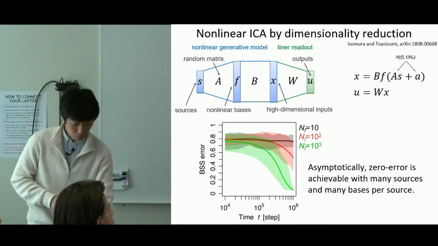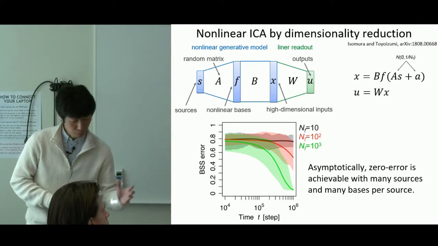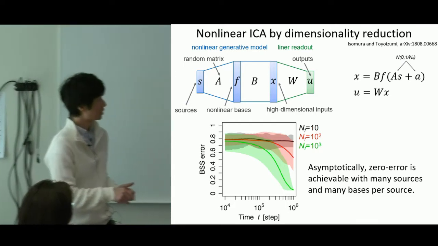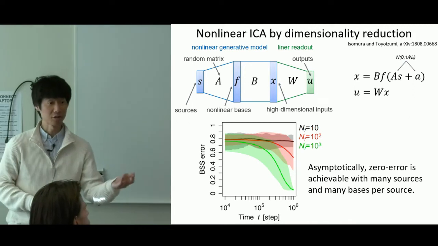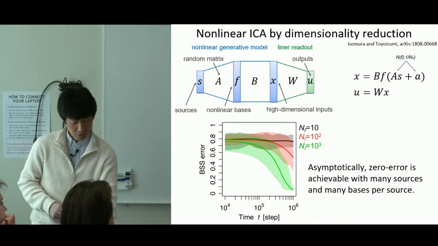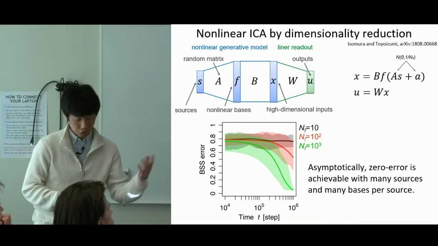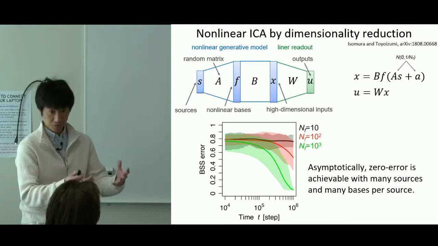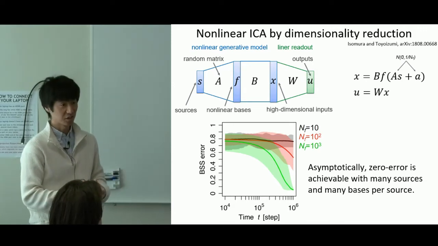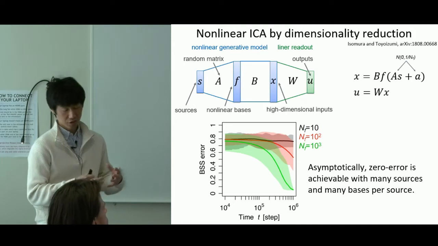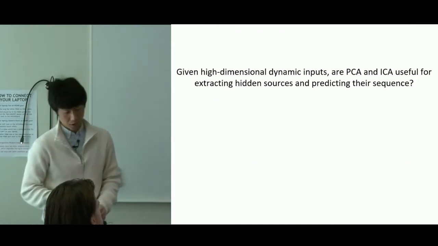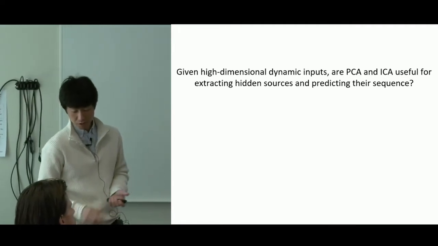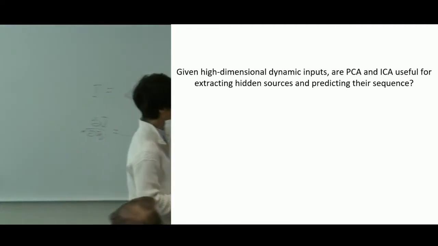So the final part, we apply this idea to dynamic context. Here we show that even linear methods like PCA and ICA are powerful because they can separate even non-linearly mixed sources. And this can be applied to a dynamic condition.